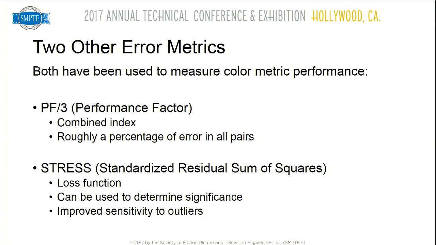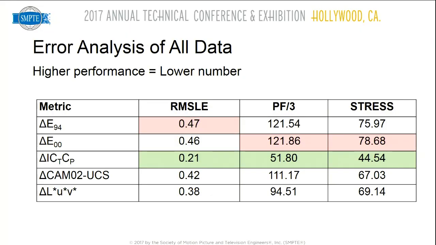Then also the STRESS, or standardized residual sum of squares, which is a loss function, and it can be used to determine significance. The reason we use this is many have said it's an improvement for outliers, and so it's starting to become common in color difference measurement analysis. We can plot the exact same thing we did before using all those metrics. RMSLE is on the left side of that plot, and then PF/3 and STRESS. And what you find is, given all of those metrics, delta ICTCP is still the best performing metric.